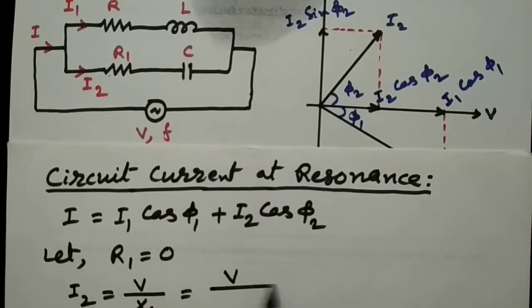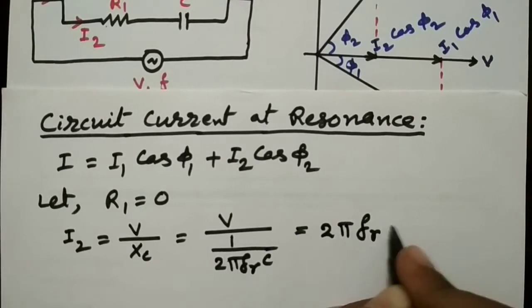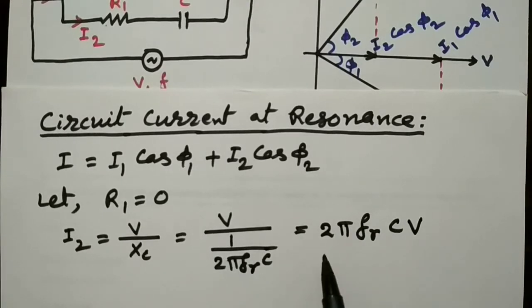And at resonant frequency, the XC can be written as 1 upon 2 pi FRC. I2 is equal to V upon XC, and it will be V upon 1 upon 2 pi FR into C. Instead of XC, we have written the capacitive reactance at resonant frequency. So after simplification, it will be 2 pi FRC into V. This is the magnitude of the current in the capacitive branch when the resistance of the branch is equal to 0.